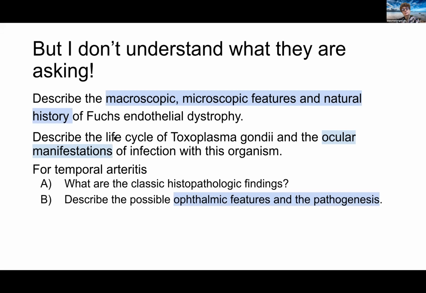Describe the life cycle. This is a task. The life cycle, this is the topic of Toxoplasma gondii, and the ocular manifestations of infection with this organism. So we've got to describe the ocular manifestations. What is an ocular manifestation? It is the clinical, macroscopic, and microscopic features. So sometimes it's hard to understand, but it basically comes down to the clinical, macroscopic, and microscopic features.